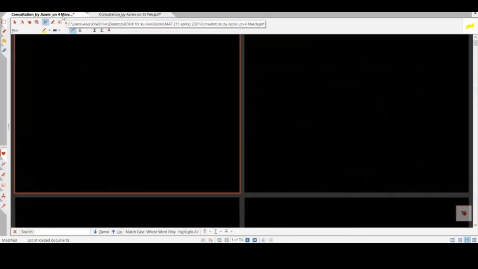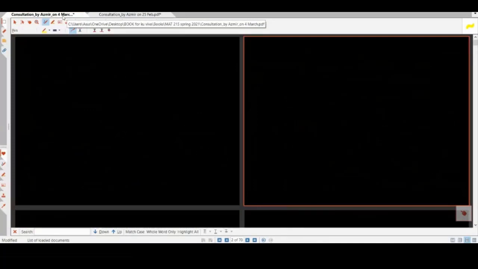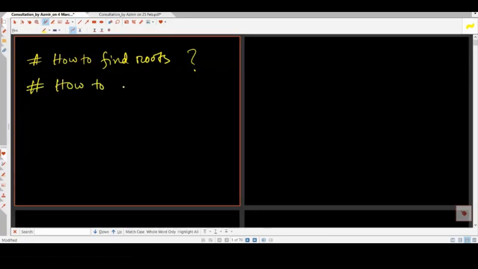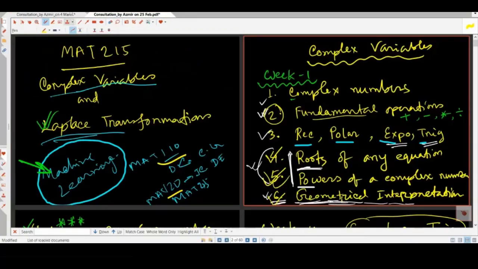Let's start from the very beginning. This is the continuation of the previous consultation session. Here we will mainly learn how to find roots of an equation where a complex number is involved. Then how to compute powers, that means powers of a complex number.